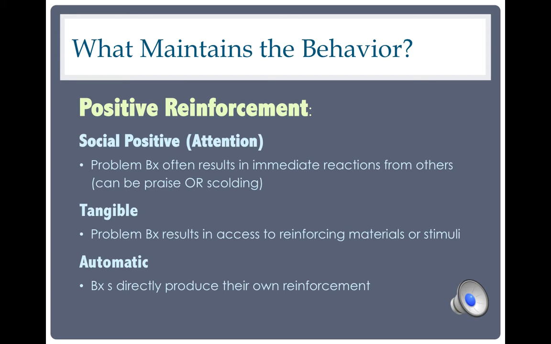A problem behavior may be maintained by positive reinforcement. Social positive reinforcement, such as attention, can be considered if the problem behavior often results in immediate reactions from others. Keep in mind that both positive attention like praise and negative attention like scolding can be reinforcing. A behavior may be maintained by tangible positive reinforcement if it often results in access to reinforcing materials or stimuli. Behaviors maintained by automatic positive reinforcement occur regardless of consequences. If the behavior occurs even when the child is alone, it may be automatically reinforcing.